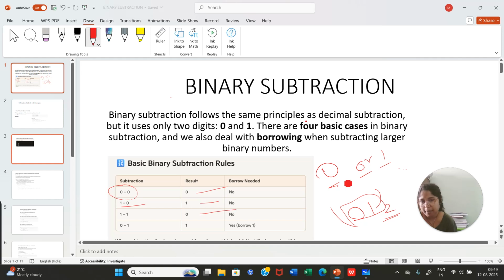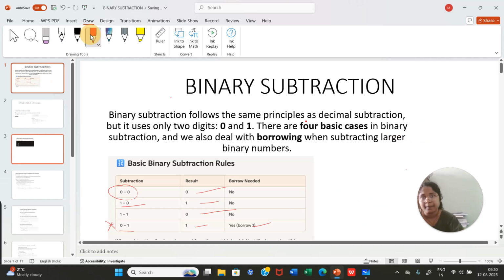This part is very important. Just remember, 0 minus 1 is 1, and we take a borrow of 1. How does it come? We'll take an example and discuss. Let me check by following these rules. I'll do it here.